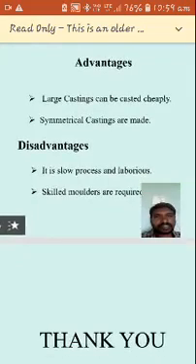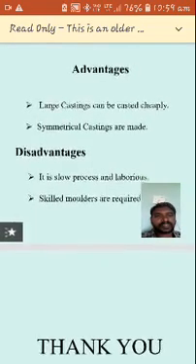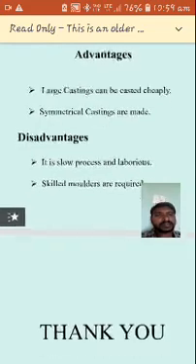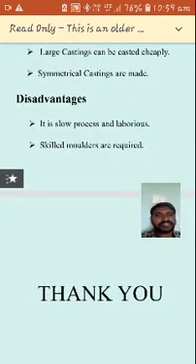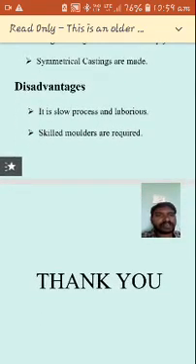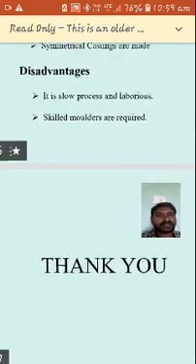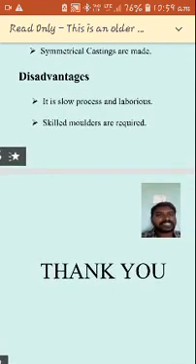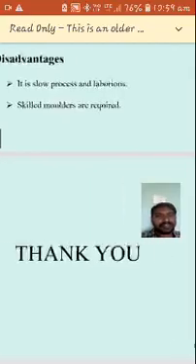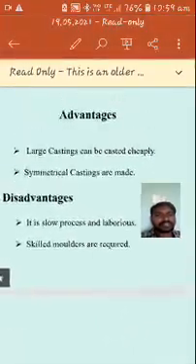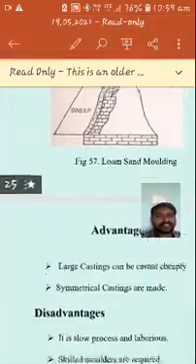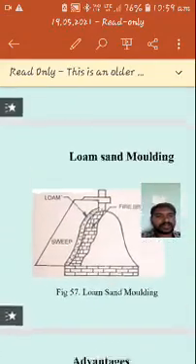Advantages: large castings can be casted cheaply, and symmetrical castings are made. Disadvantages: it is a slow process and laborious, and skilled molders are required. So these are about loam sand molding.